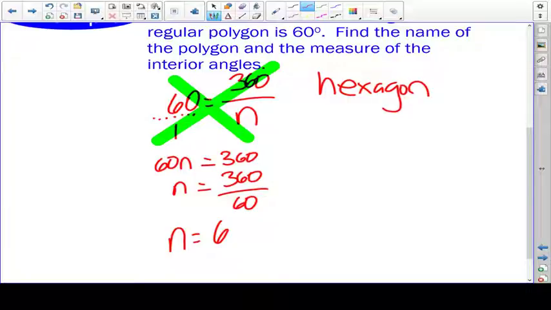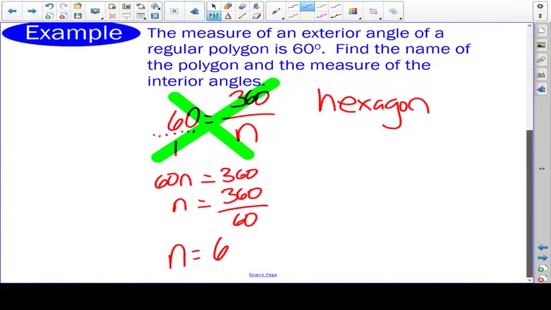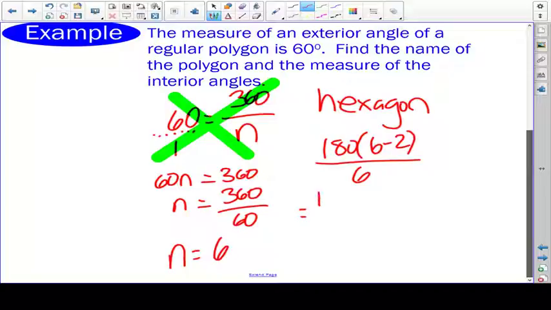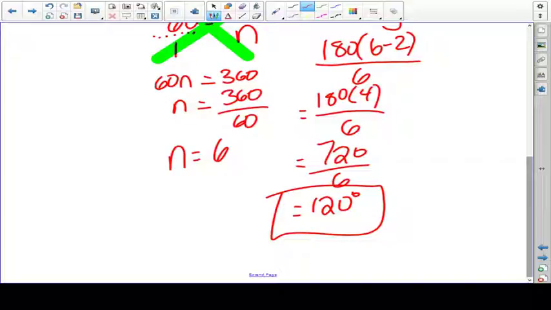And the measure of the interior angles. This doesn't want the sum of the interior angles; this wants the value of each of the interior angles. So we look back at that formula, 180 times n minus 2, all divided by n. So it's 180 times 6 minus 2, all over 6. 6 minus 2 is 4. 180 times 4 is 720, divided by 6 is 120 degrees. So every angle in a regular hexagon has a measure of 120 degrees. Okay?